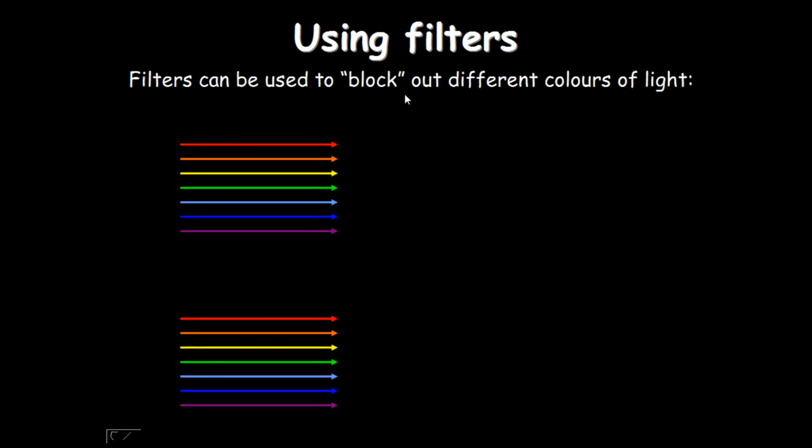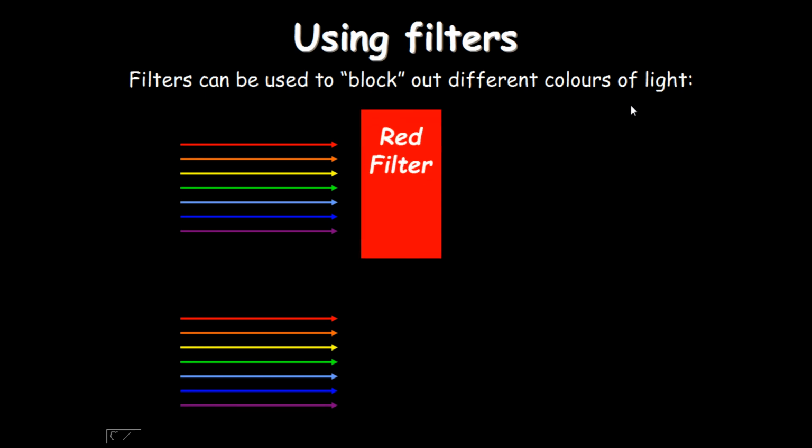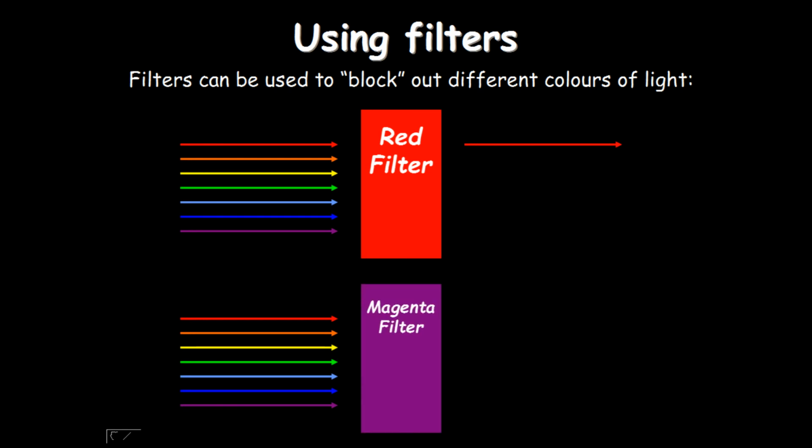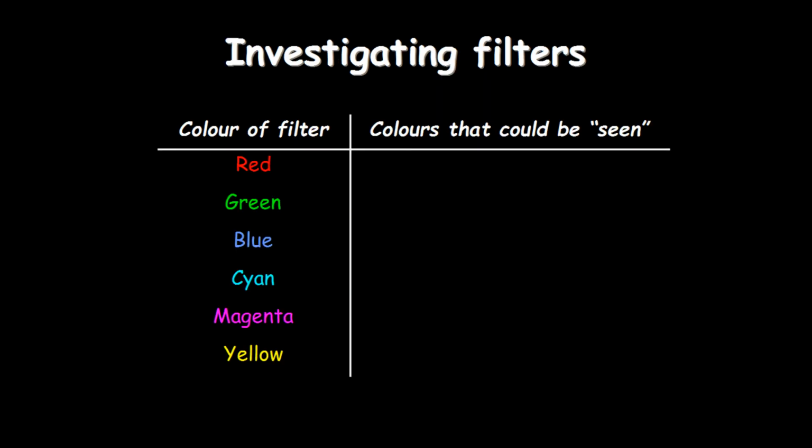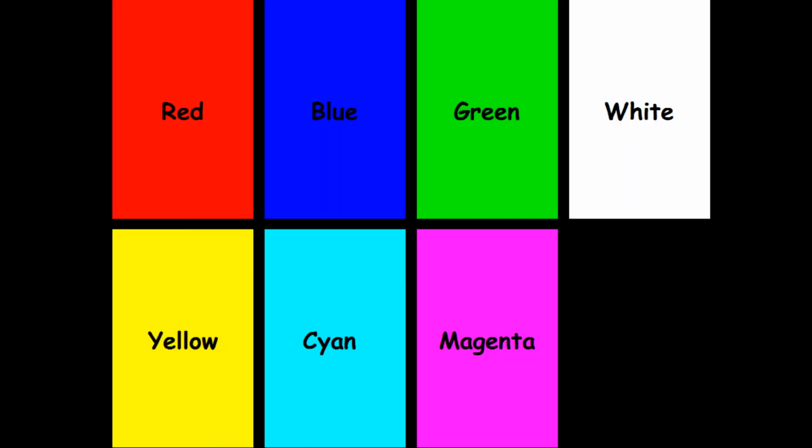Filters can be used to block out different colors of light. If it is a red filter, it will filter the red light. If it's a magenta filter, it will filter the magenta light. So we can use these filters. Investigating the filters, these are red, blue, green, white, yellow, cyan, and magenta.